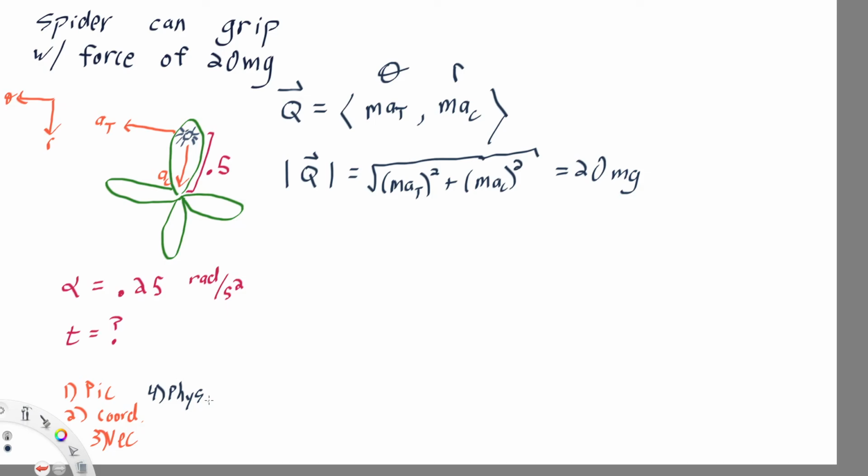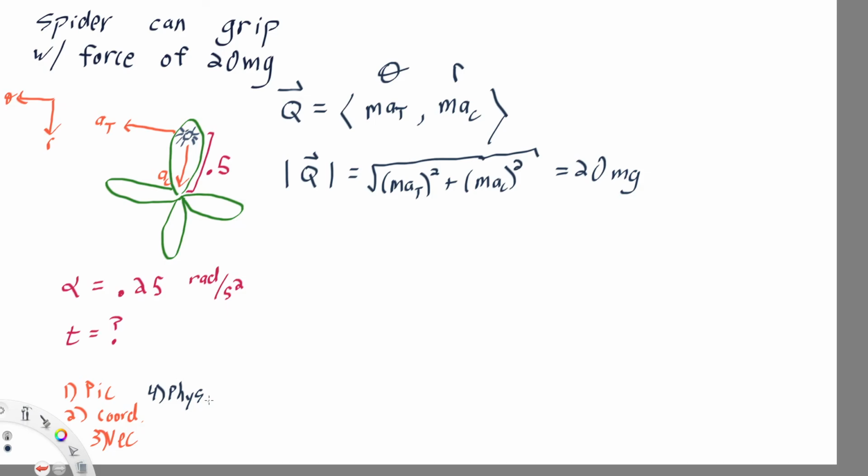We want to use what we know about centripetal acceleration and angular coordinates to try and write the magnitude of q as a function of time, so that we can solve for how much time it would take before the spider flies off of the ceiling fan and right into your lap on the couch where you're watching TV.